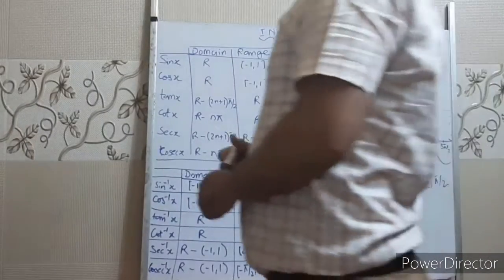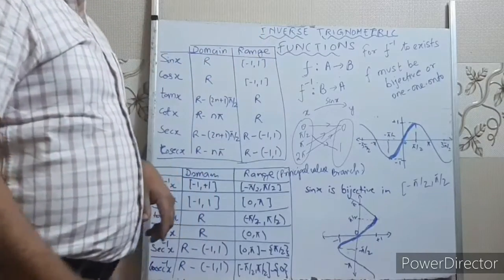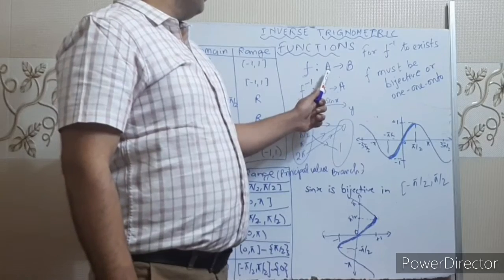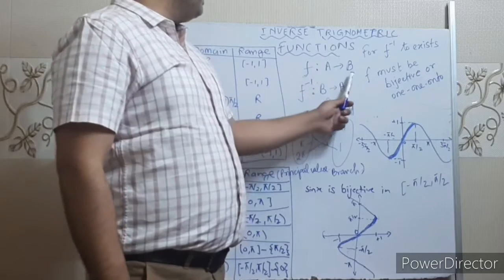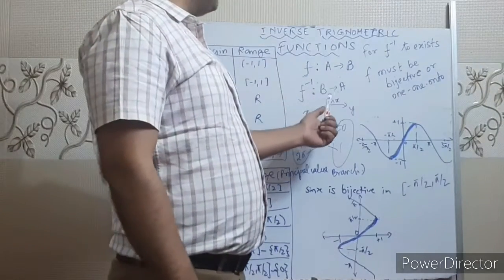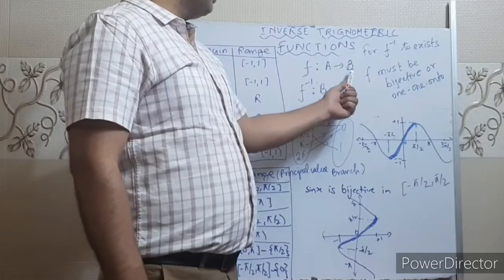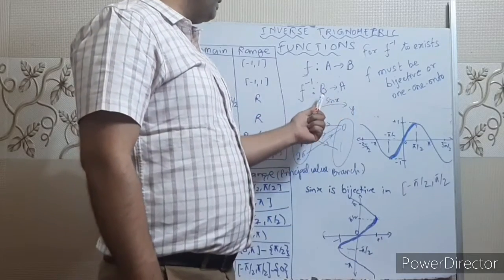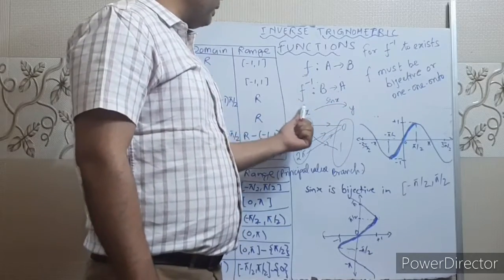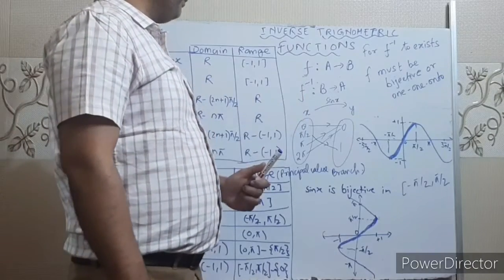Good morning, children. Today we are going to discuss inverse trigonometric functions. A function maps A to B, which means B is the image of A. So the inverse of the function will be where A becomes the image of B. That means the range will become the domain and the domain will become the range in the inverse. This way we represent the inverse function as f to the power minus 1.